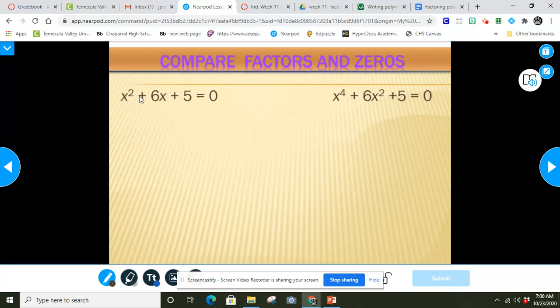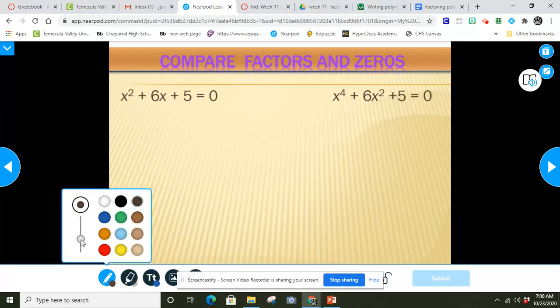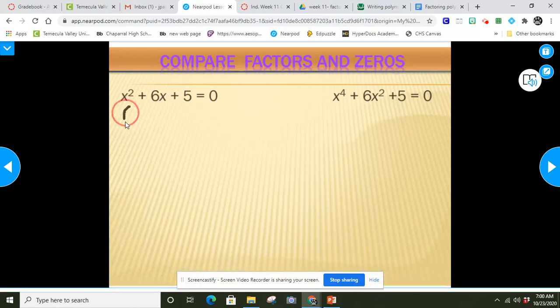All right, so x squared plus 6x plus 5. Well, we want to find the zeros. So same thing as we did last time, we're going to factor it. So x plus 5, x plus 1.